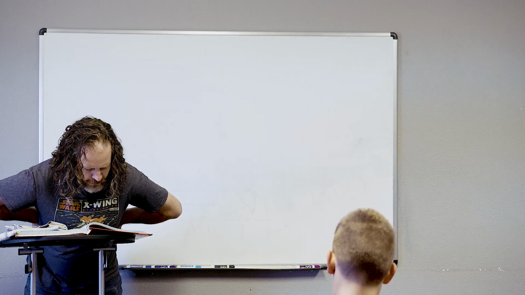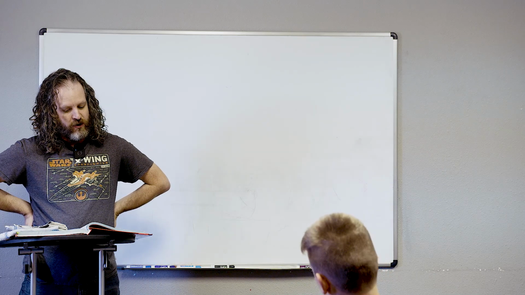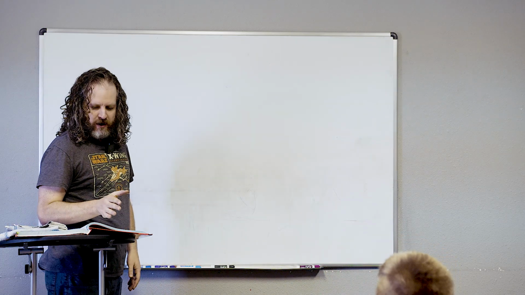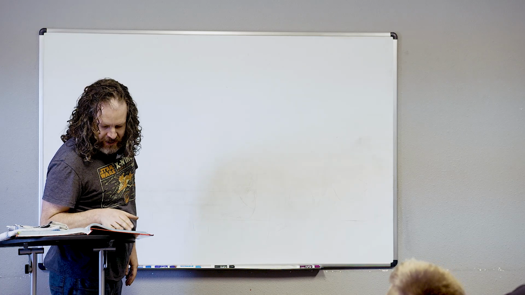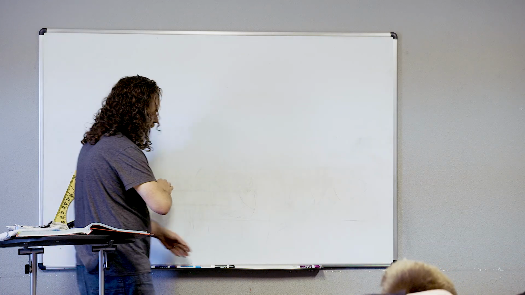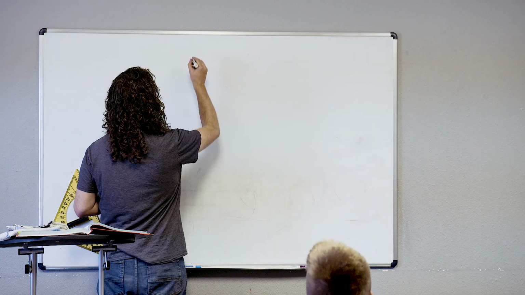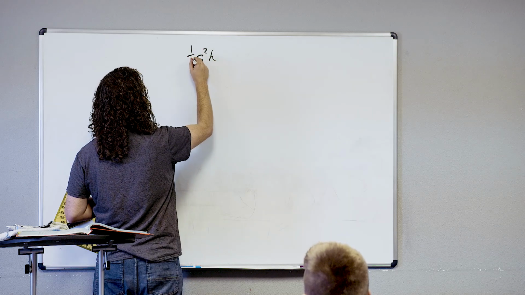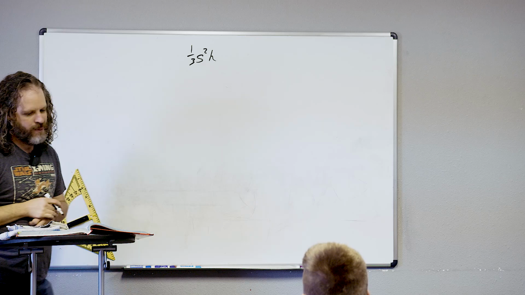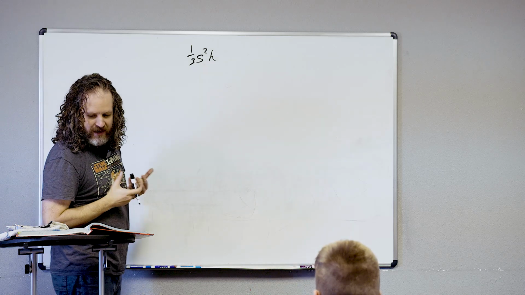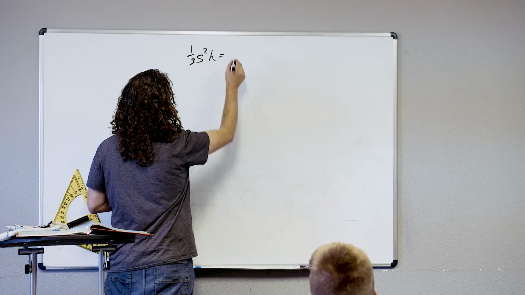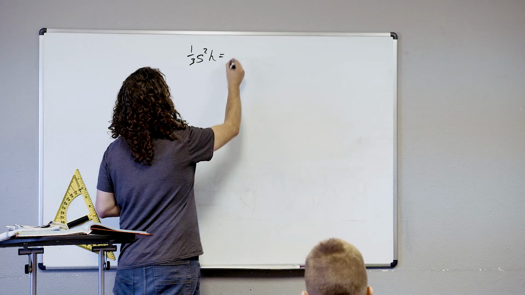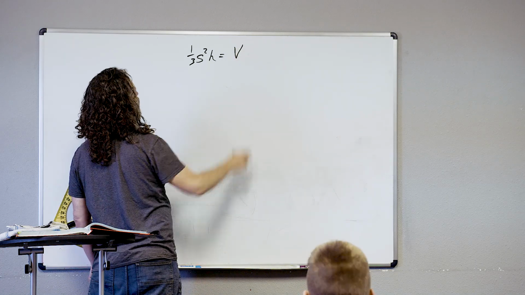14, 1/3 the product. So what does product mean? Multiplication. 1/3 the product of the length of the side squared and the height. So the product of the side squared and the height. 1/3 of that, right, is the volume of a pyramid with a square base. Blamio.